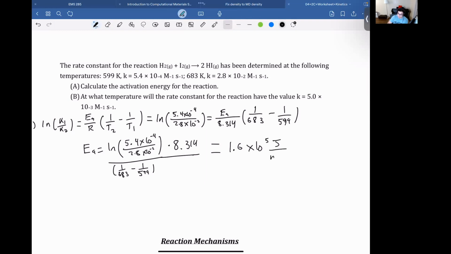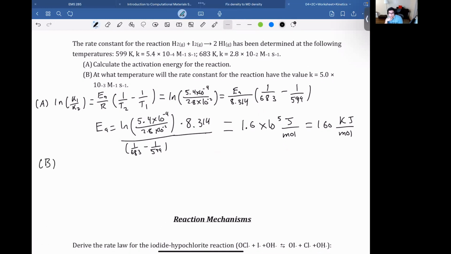This is in units of joules per mole, right? Activation energy in this equation is in joules per mole. Or you can say it's 160 kilojoules per mole, doing the conversion. And that's it. That's it for A.